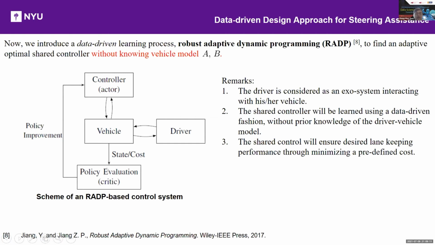This policy iteration approach is recursive. You apply a policy, like a stabilizing policy controller, to the vehicle, then you evaluate it using the so-called critic component. Then you improve it. The next step is, hopefully, iteratively, the policy will converge to the optimal solution. But each time we do the policy update, it is based on data only. That's the idea: data-driven control for shared driving.